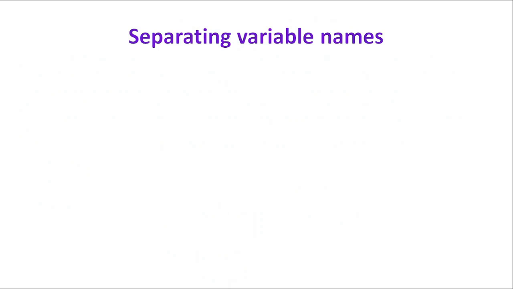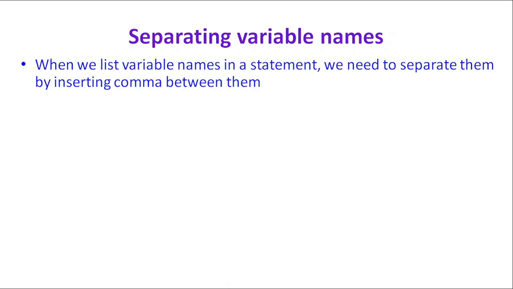First, let us discuss the delimiter that is used in separating variables. When many variables are typed together in a statement, we need to separate them by inserting comma between the variables. In this declaration, there are three variables declared in a single statement. First, the data type and the variables are separated by a space. Then the variables are separated by a comma between each pair of variables.